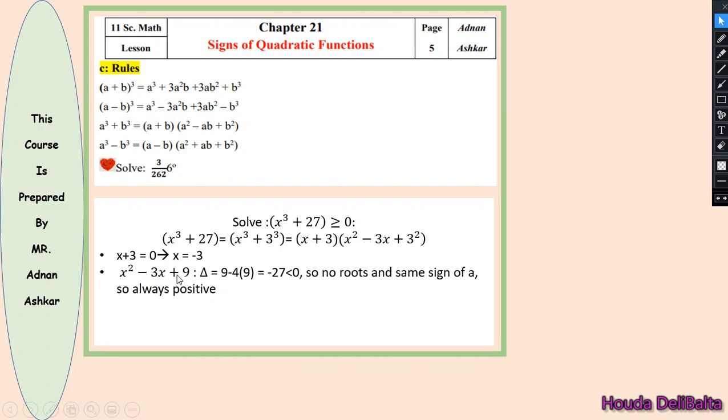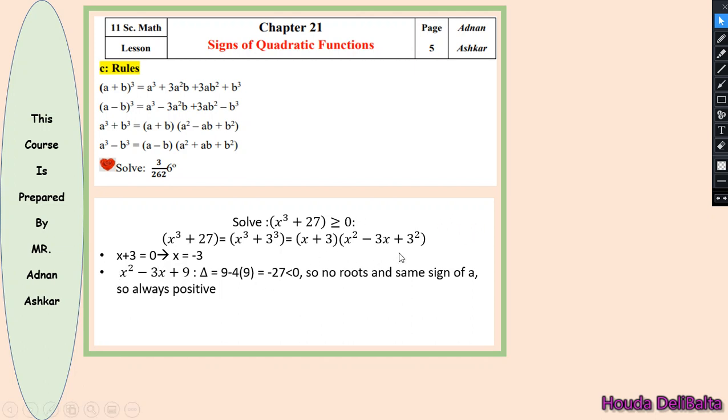Since it is a quadratic form, we have to find delta. Now delta here is equal to minus 3 squared, b squared, minus 4ac, minus 4 into 1 into 9. So it is 9 minus 36, which is minus 27. That is not positive, that is negative, and that means that there are no roots for this. Because delta is negative, no roots for this on the table, and we have to take the same sign of a, which is definitely positive.